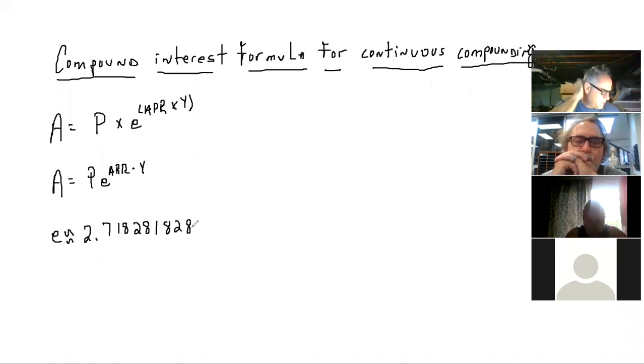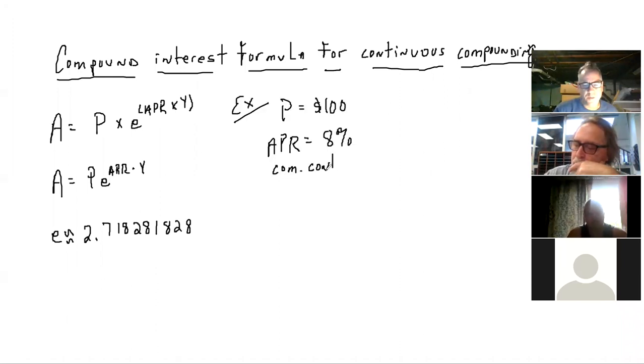So let's do a little sample problem with this formula. Let's say you have a deposit, so your principal is going to be $100, an APR of 8%. We're going to compound continuously, and we're going to look at going for 10 years.